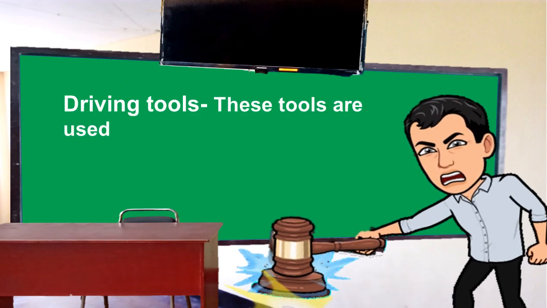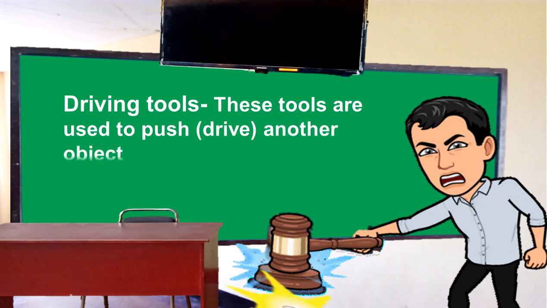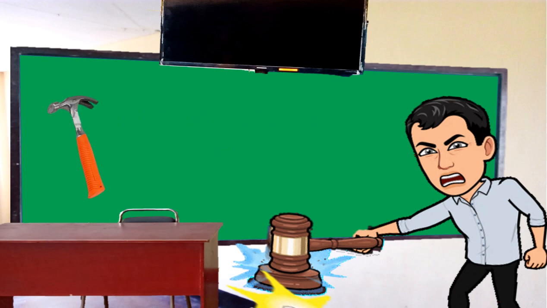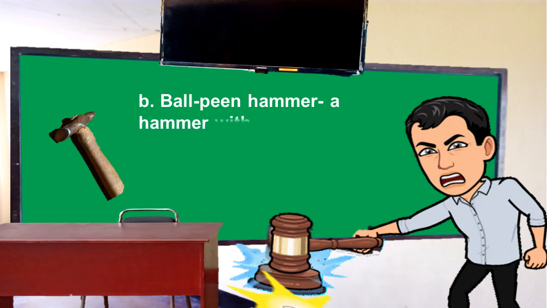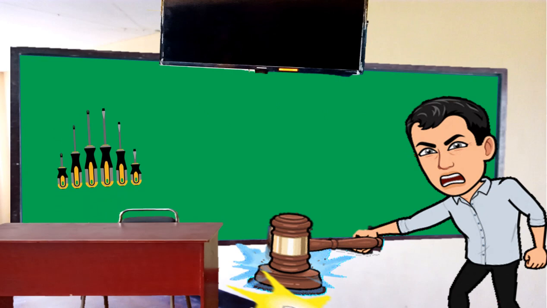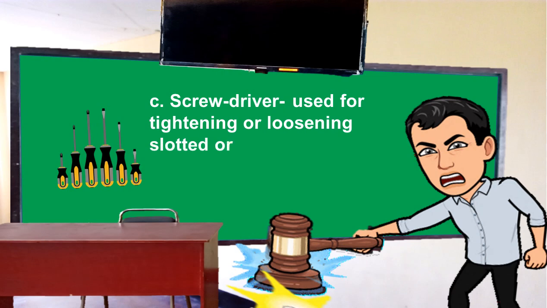Driving tools. These tools are used to push or drive another object into the wood or any other material. Claw hammer, used for driving and pulling out nails. Ball pin hammer, a hammer with rounded end used to drive bushing. Screwdriver, used for tightening or loosening slotted or Phillips head screws.